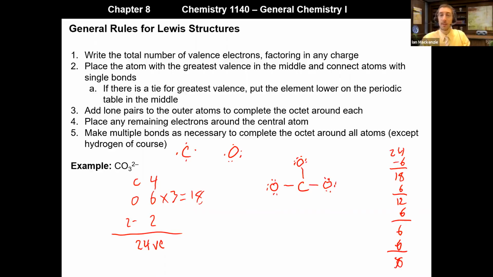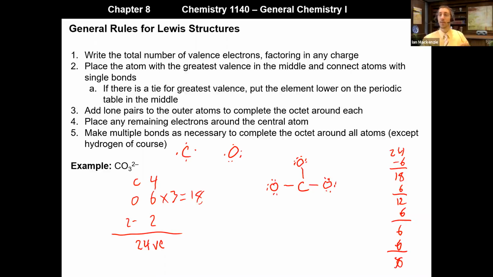Make multiple bonds as necessary to complete the octet around all atoms. Well, all of the oxygens have a full octet, but carbon does not. It has only 3 bonds, each bond having 2 electrons. It has no lone pairs, so it has only 6 valence electrons around it. So I need to make a multiple bond.